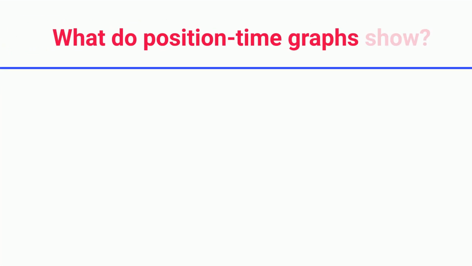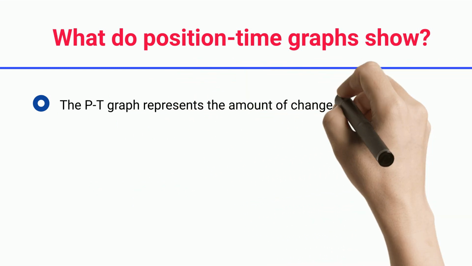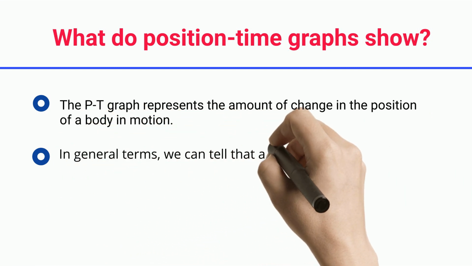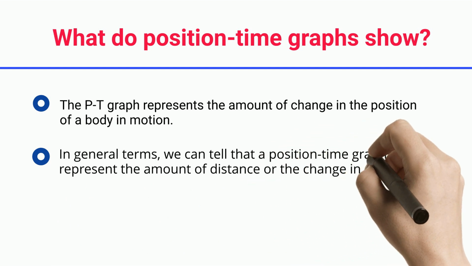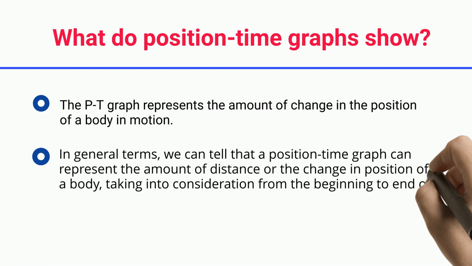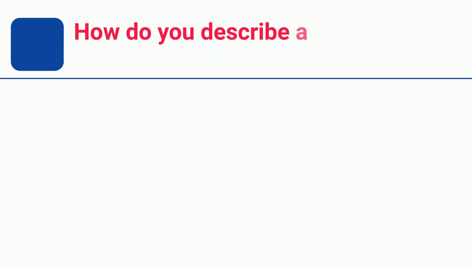What do position time graphs show? The PT graph represents the amount of change in the position of a body in motion. In general terms, we can say that a position time graph can represent the amount of distance or the change in position of a body, taking into consideration the beginning to the end of the particular motion in a simple manner.